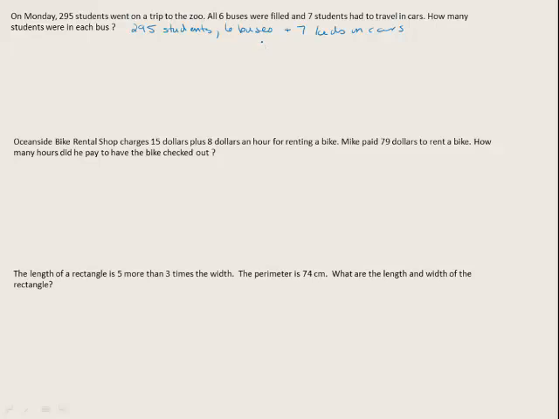Okay. The 6 buses full of kids and the 7 kids in cars will add up to make 295 students. So if I say 6 times b for the number of students in the bus plus 7 is equal to 295, I can now solve for the number of students in the bus. So I will get 6b is equal to 288. I will divide both sides by 6, and b will be 48 students per bus.